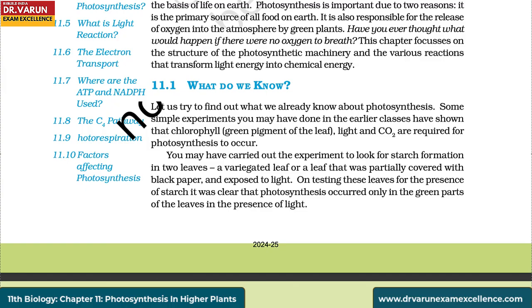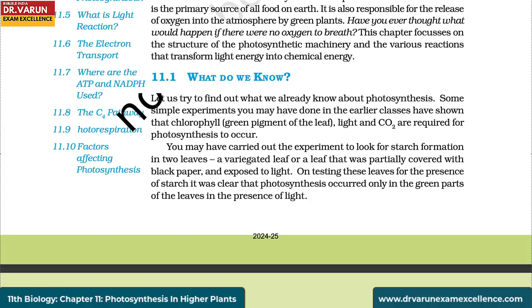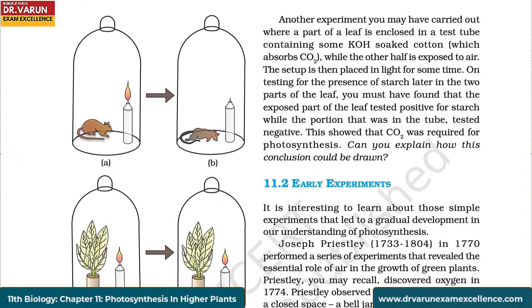What do we know? Let us try to find out what we already know about photosynthesis. Some simple experiments you may have done in earlier classes have shown that chlorophyll, the green pigment of the leaf, light and carbon dioxide are required for photosynthesis to occur. You may have carried out the experiment to look for starch formation in two leaves: a variegated leaf, or a leaf that was partially covered with black paper and exposed to light. On testing these leaves for the presence of starch, it was clear that photosynthesis occurred only in the green parts of the leaves in the presence of light.